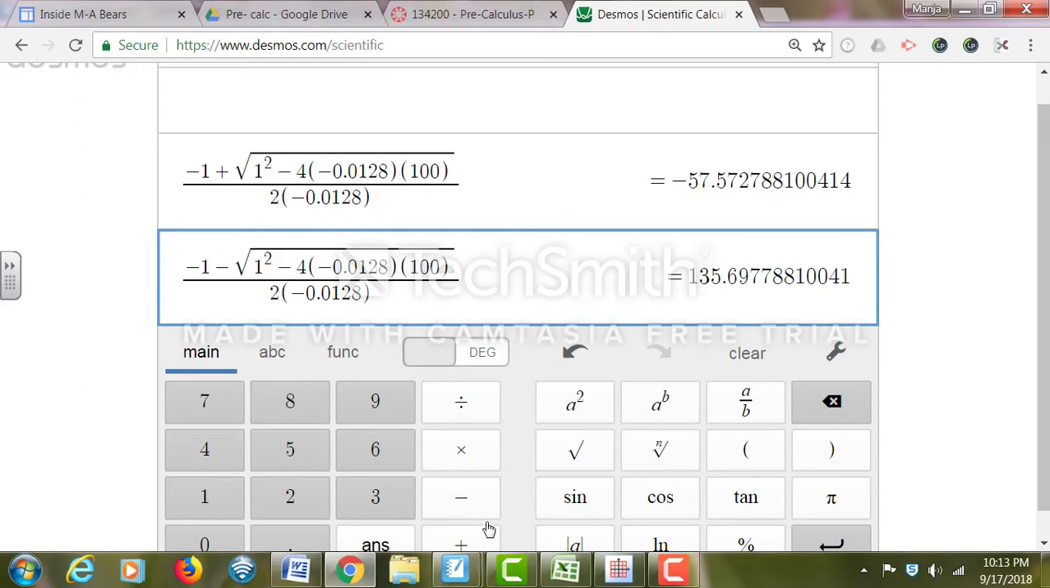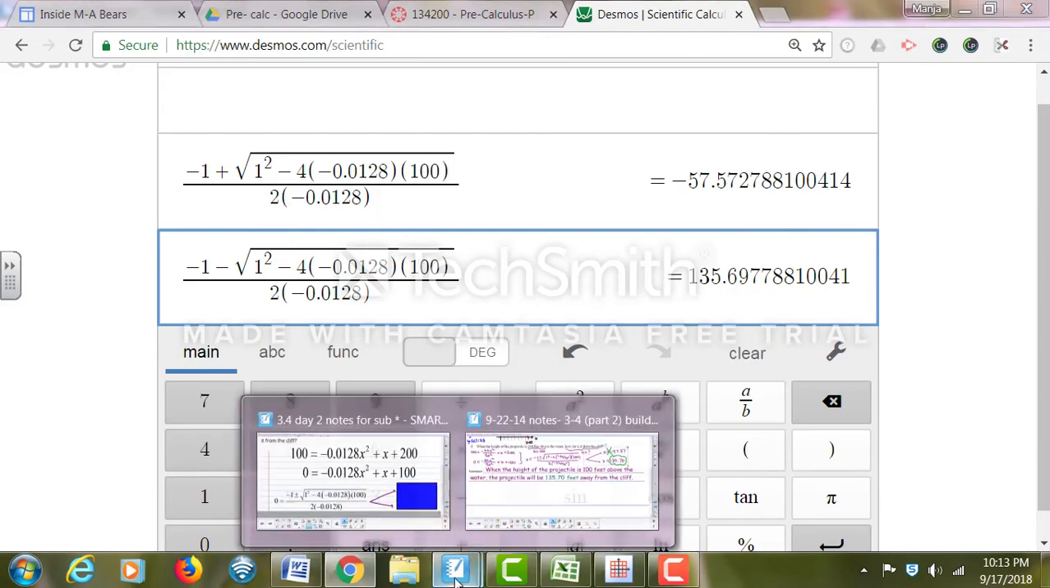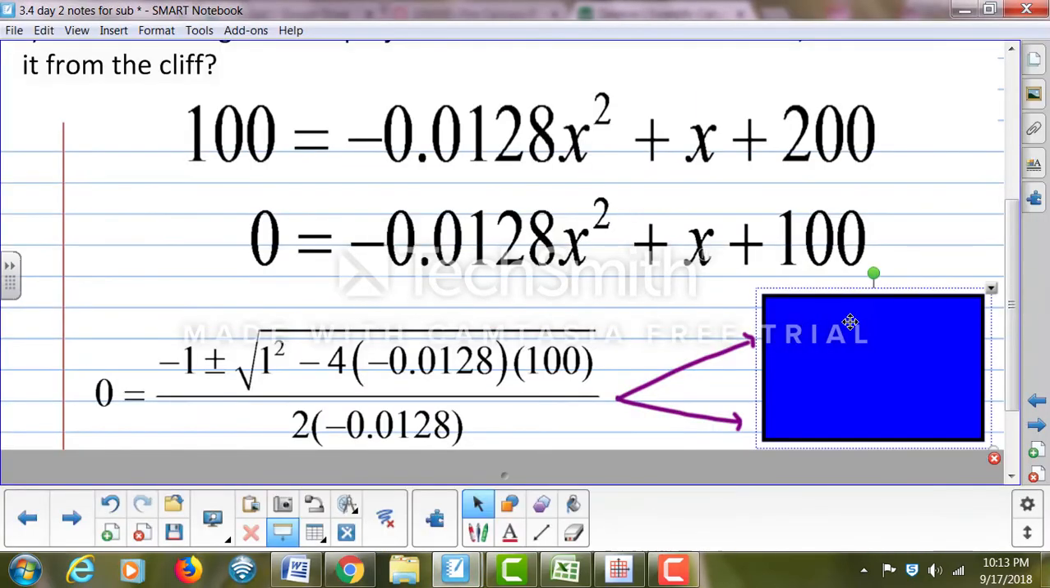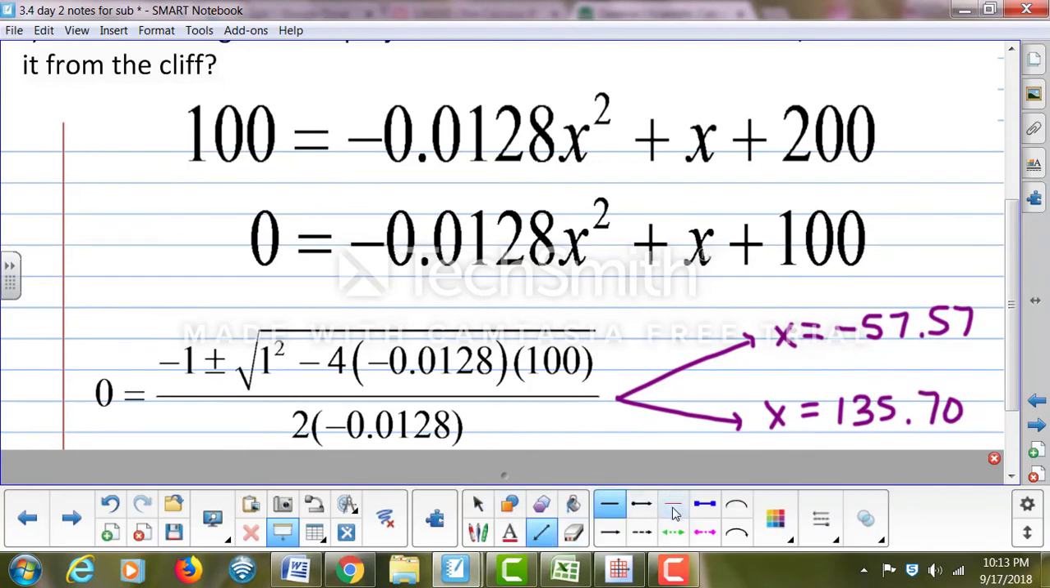And for the same reason as before, we're going to throw out the negative because the cliff started at the y-intercept at 0, 200. So anything before that doesn't make sense in our story. So the answer is going to be this 135 answer. So back to my notes, we have these two answers, and we're going to throw out the negative version. We don't want that one.